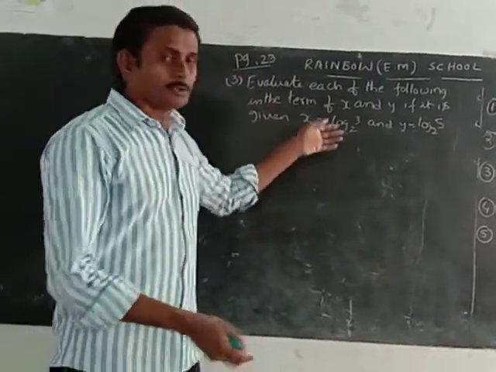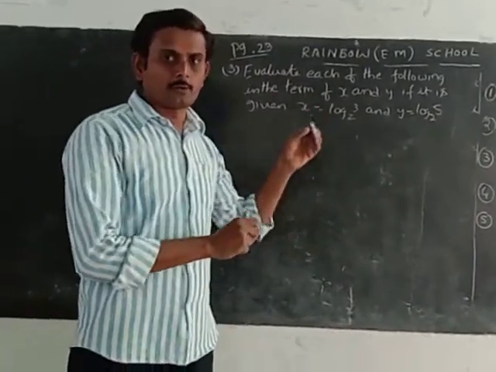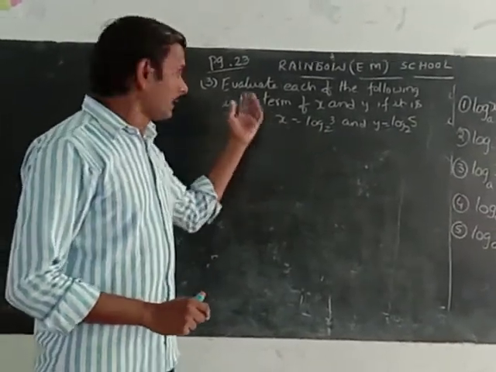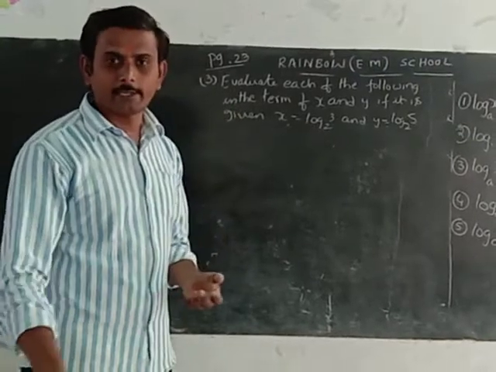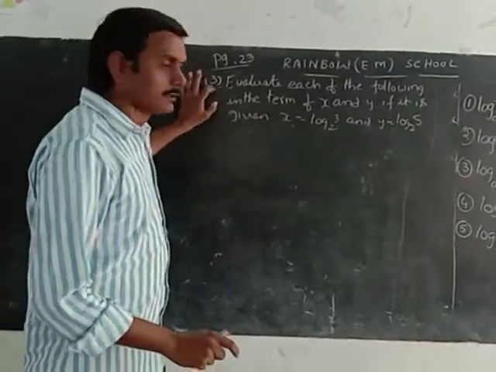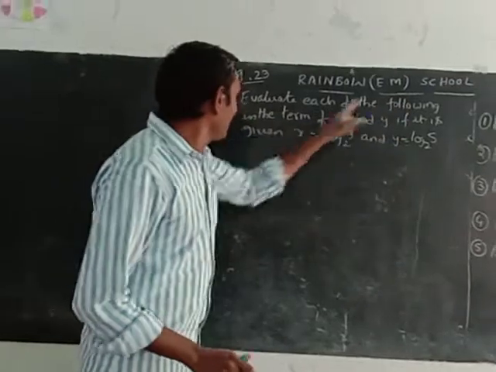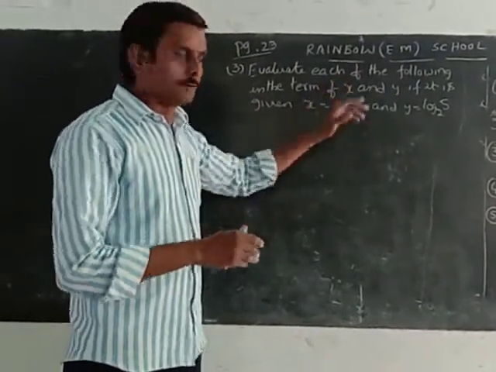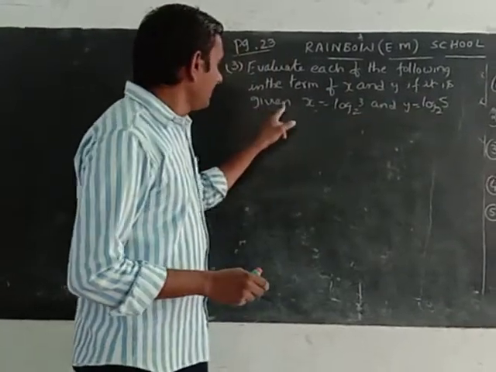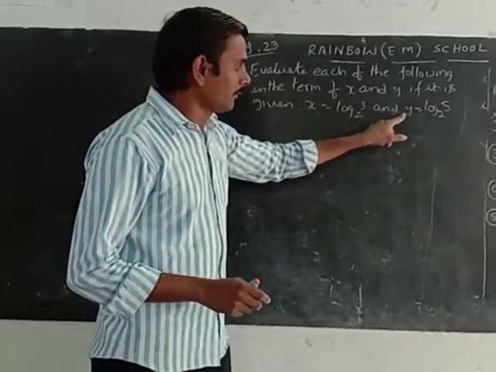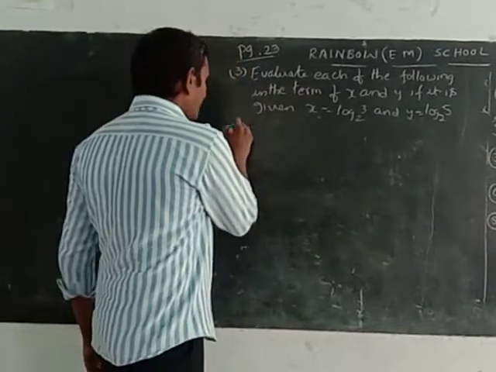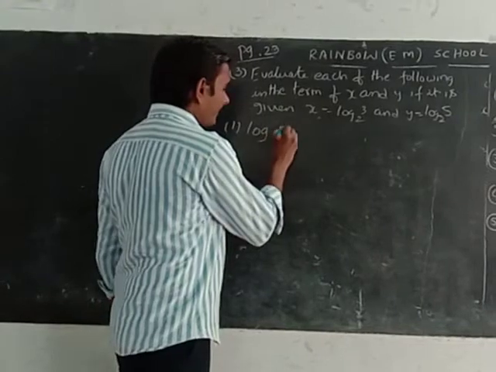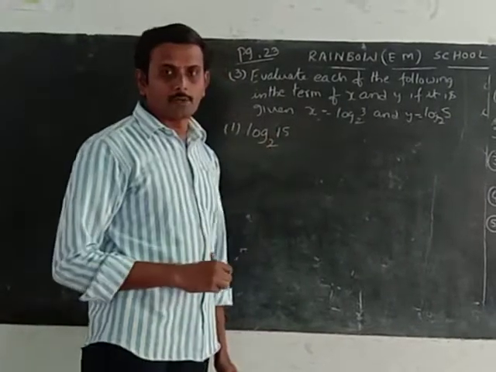Okay, second number also previous models only. That one also you work out yourself. Already examples 11, 12 models are given there in the second one. So we will start the third one. Evaluate each of the following in terms of x and y. Given logs, convert into the x y form. If it is given x equal to log 3 base 2 and y equal to log 5 base 2. In that, first we will discuss log of 15 base 2.